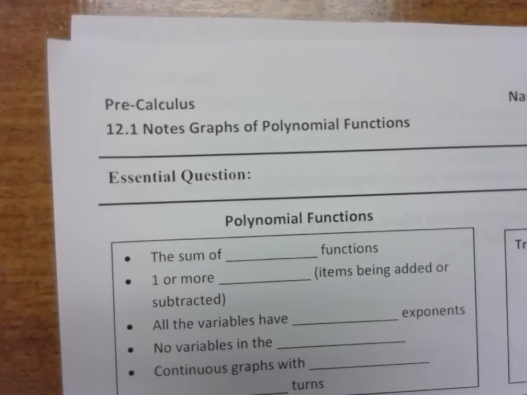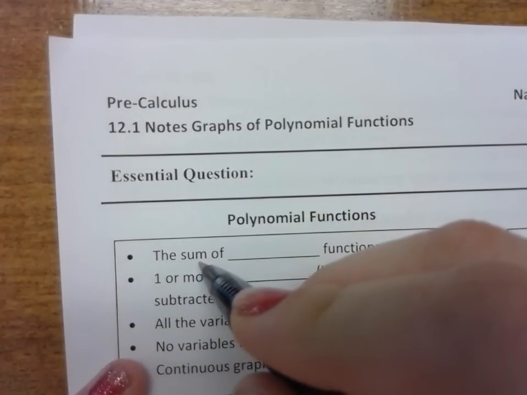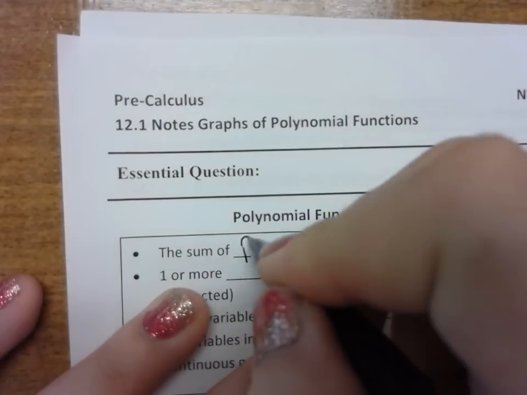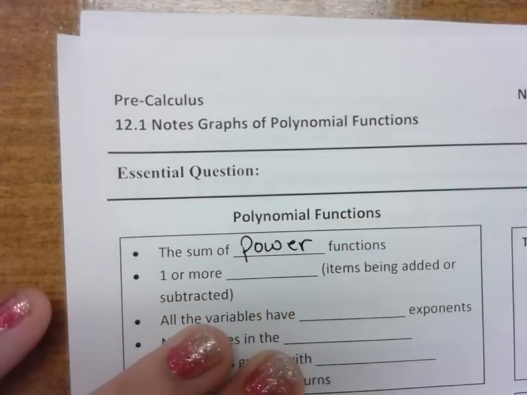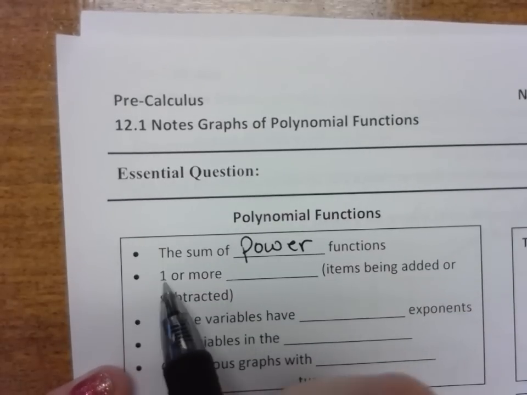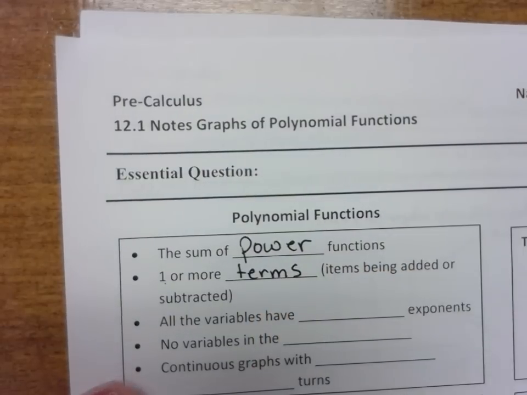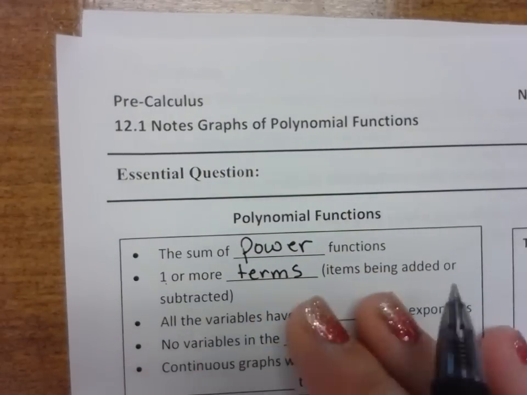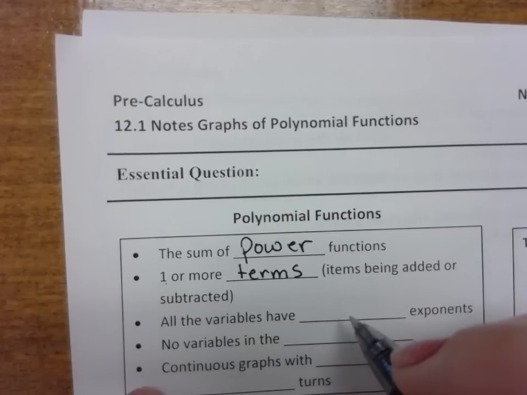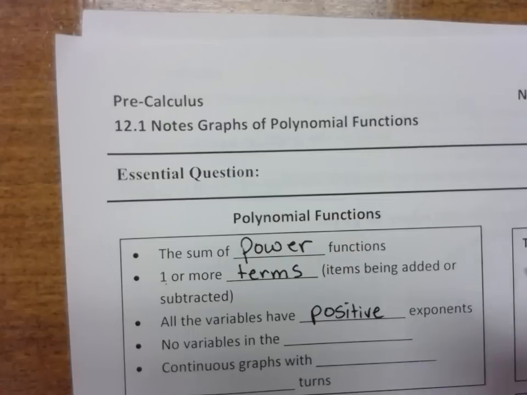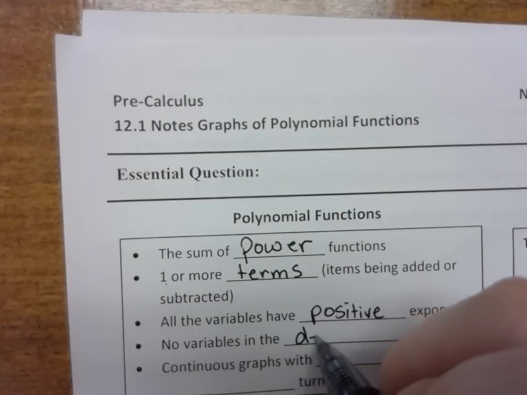All right, polynomial functions. So a polynomial function is the sum of power functions, meaning it's a variable raised to a power. It has one or more terms, items that are being added or subtracted together. So each little packet is called a term. All of the variables have positive exponents. There are no variables in the denominator.